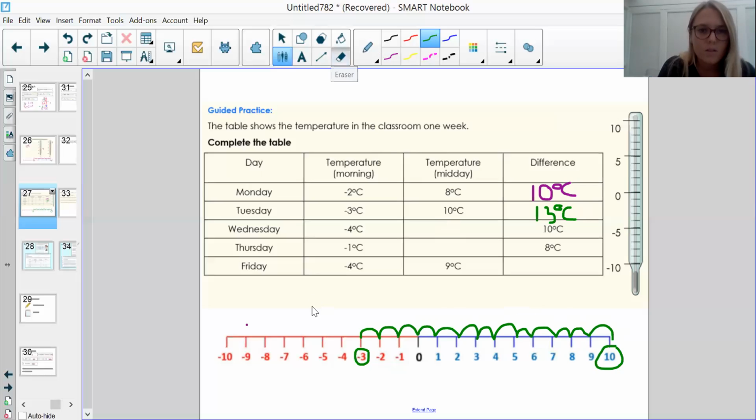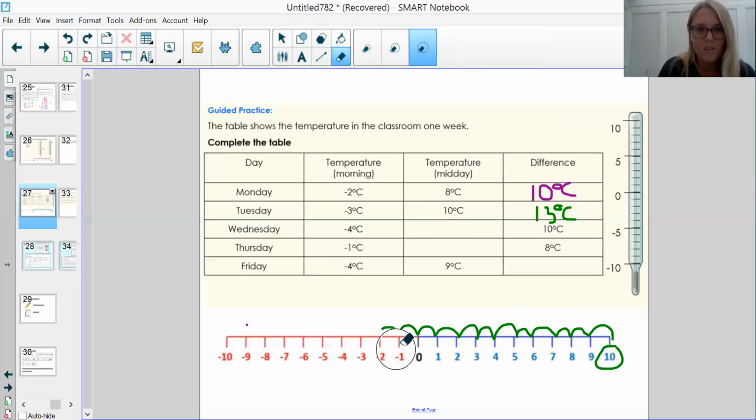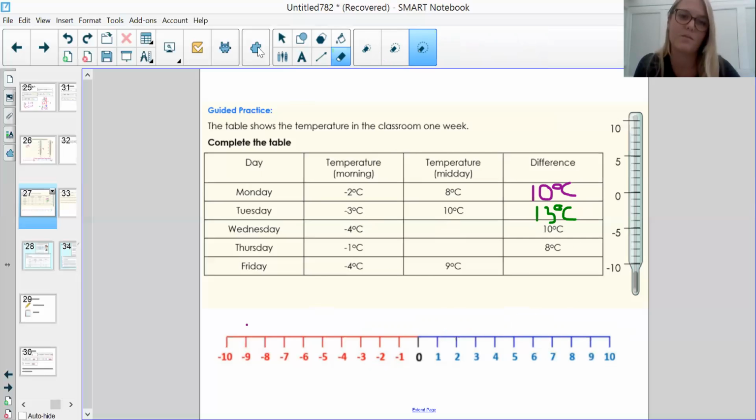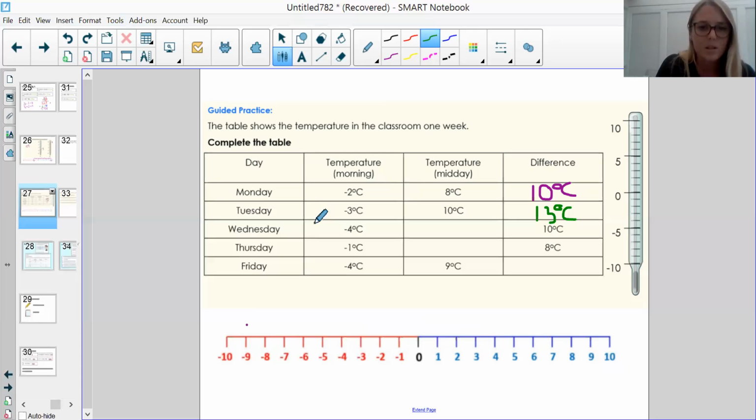Right. For Wednesday, we've been given the morning temperature, but we are missing the midday temperature, but we know the difference. So to do this one, we want to identify the morning temperature, which is -4 degrees. And we are going to be counting up 10 degrees because that is our difference. So if we start on -4 and we are counting up 10 degrees because that's our difference. So -4, 1, 2, 3, 4, 5, 6, 7, 8, 9, 10. So with a difference of 10 degrees, we would get to 6 degrees at midday.